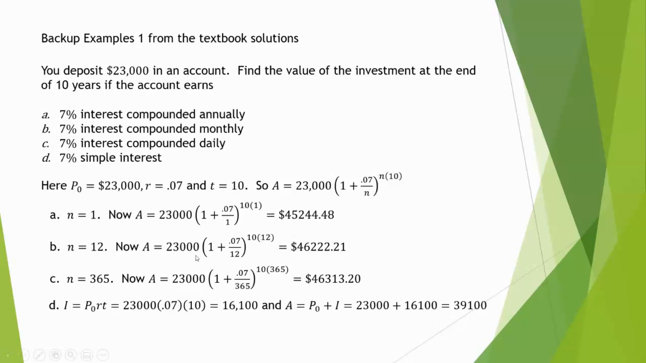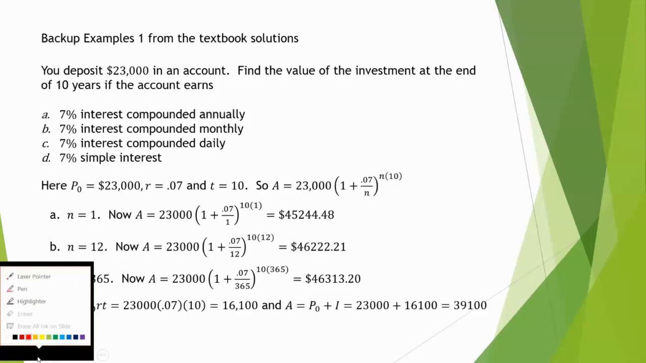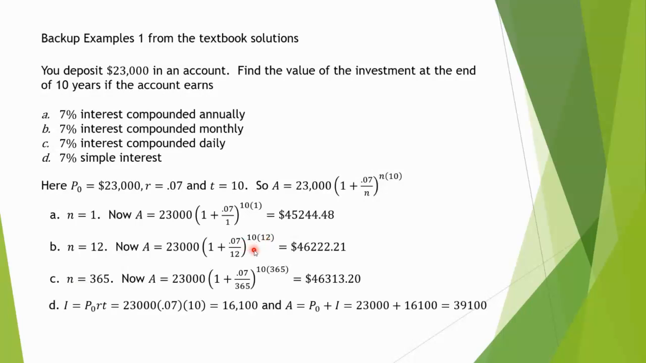In this case, our N is 12, because it's compounded monthly, once a month. There are 12 months in a year, so N is 12. So we get that, and this is what we get when you do that calculation. We're earning more, so again, the more it's compounded, the more money you're going to earn. Here as well, your N is 365 because it's daily. So this is what you get.